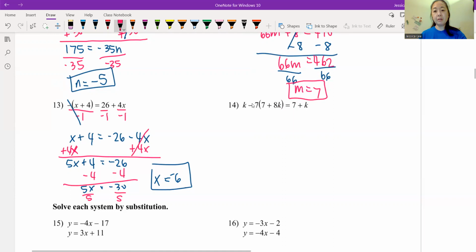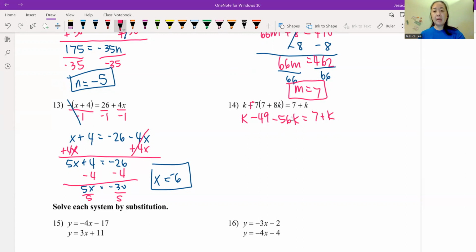All right, same thing over here. We're going to distribute this -7. Remember, a minus is the same thing as a plus negative. That's why I always consider the minus to be like a negative. I'm not using the k, so I'm just going to leave the k there. -7 times 7 is going to be -49. -7 times 8k is going to be -56k is equal to 7 plus k.